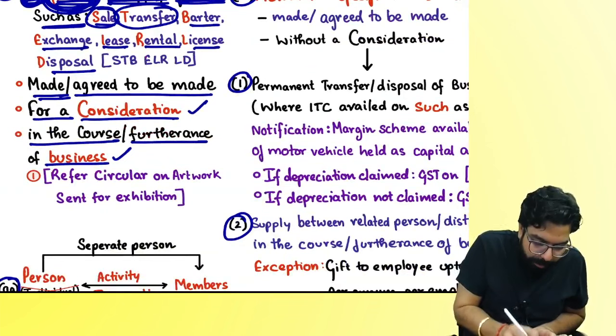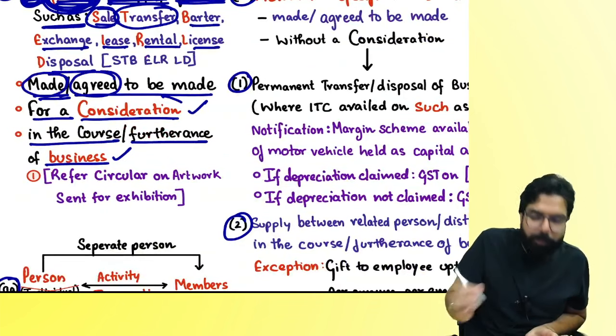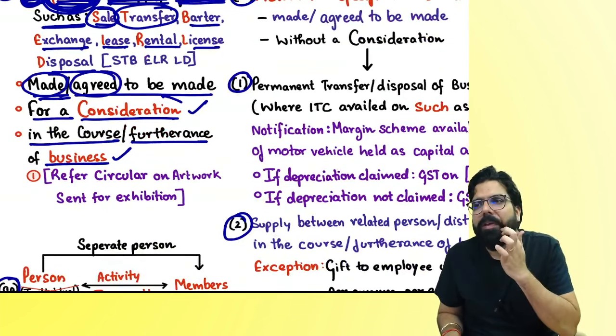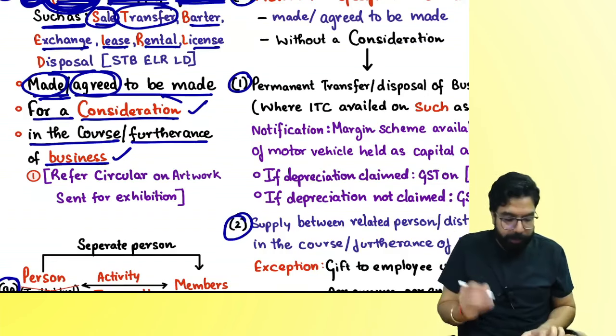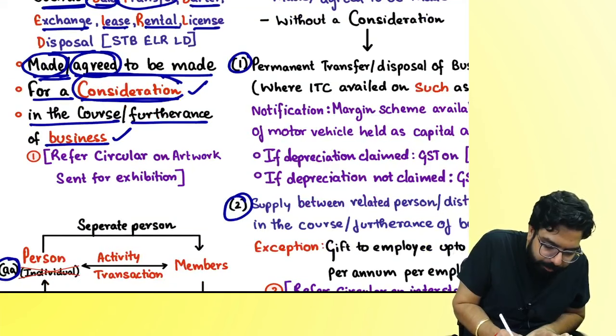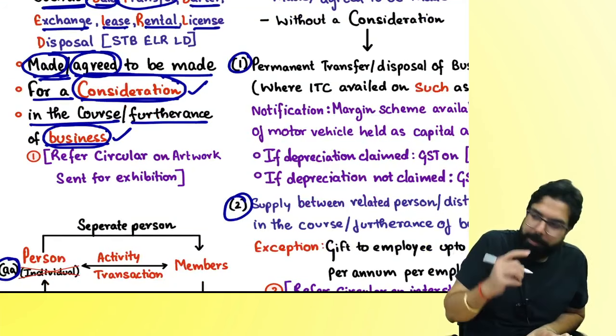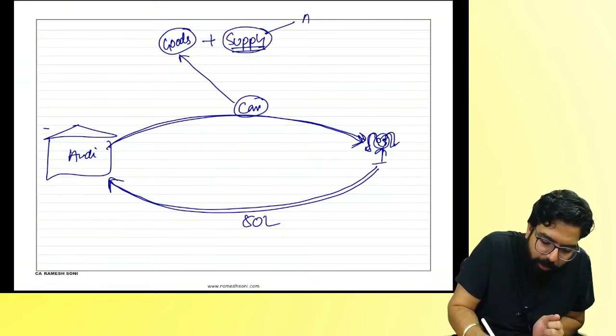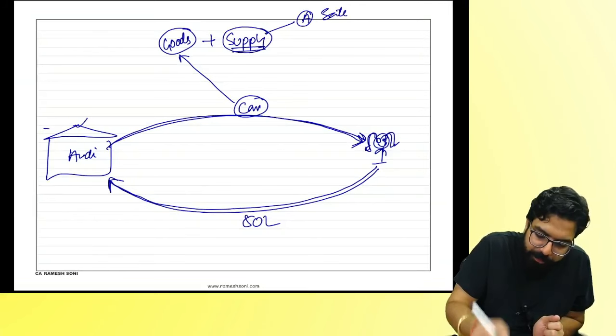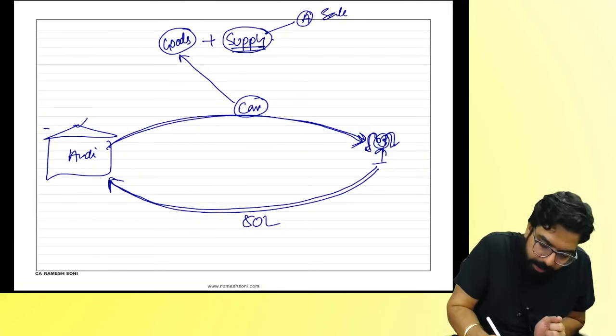But it should be made or agreed to be made. Agreed means if I have taken an advance and told I will do it, I have agreed. But it must be for a consideration, and in the course of my business. Okay, I'll explain this. It has to be an activity. What kind of activity is it for Audi? Sale. Is the first point clear to all of you?